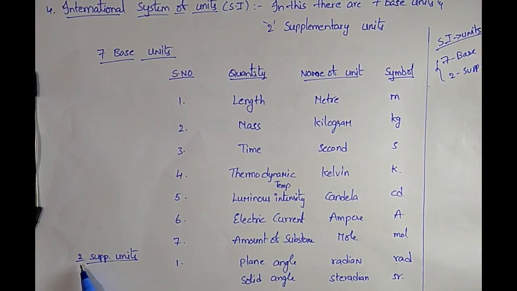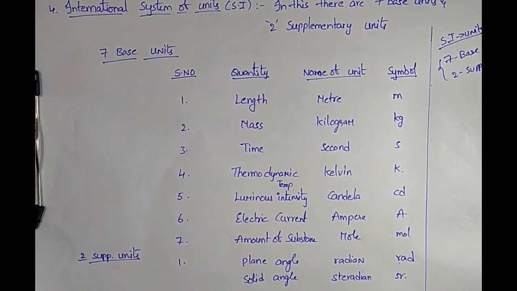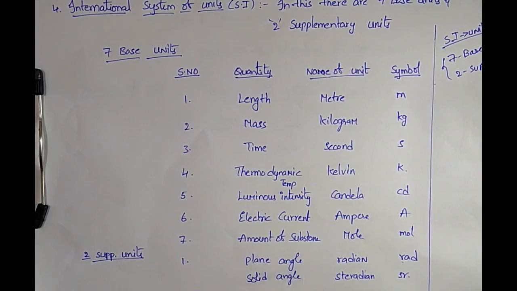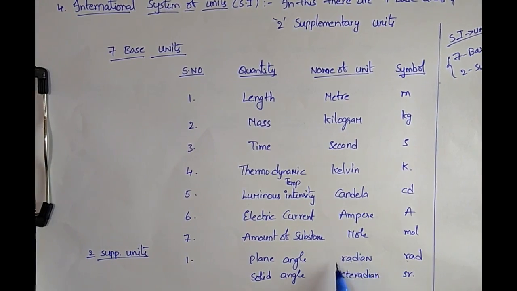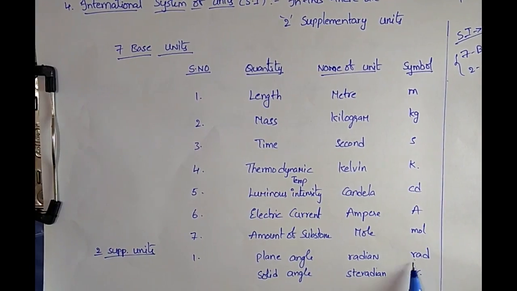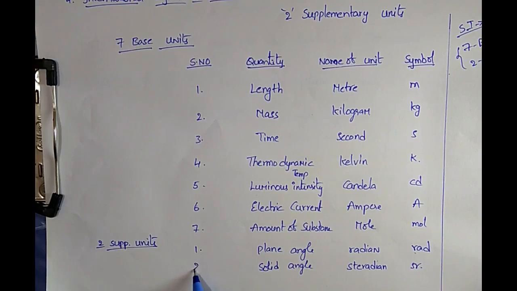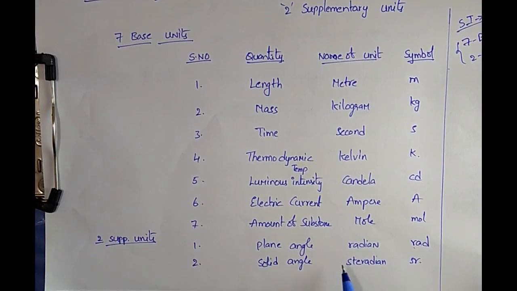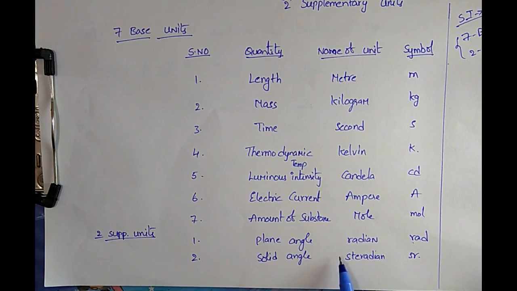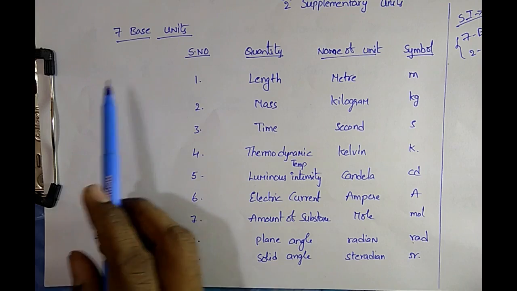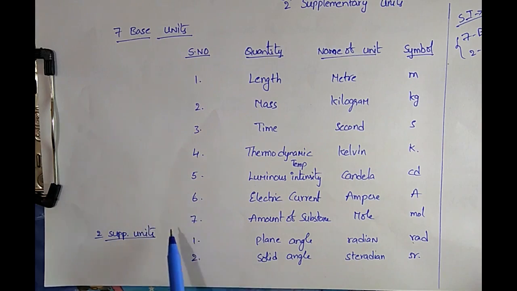And the next one, 2 supplementary units. These supplementary units are, first one, plane angle. The name of the unit is radian, the symbol is rad. Second one, solid angle. The SI unit for solid angle is the steradian and the symbol is sr. These are the SI units: 7 base units and 2 supplementary units.